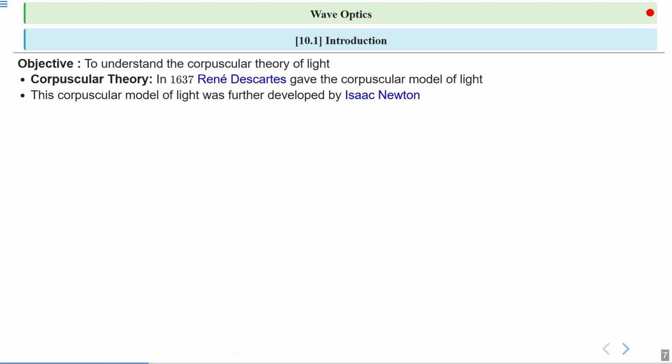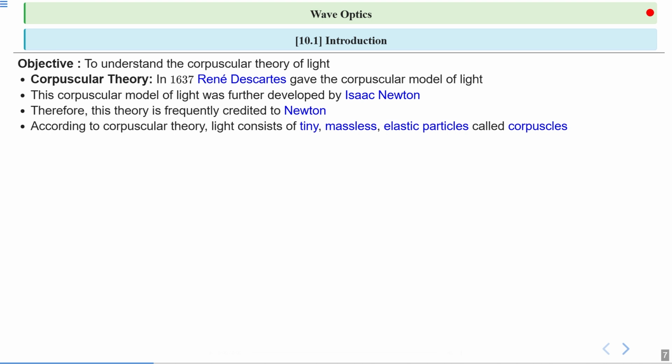Isaac Newton further developed the corpuscular model, which is why this theory is often associated with him. Newton's contributions were significant in popularizing the idea that light consists of particles. Because of Newton's influence, the corpuscular theory is frequently credited to him.